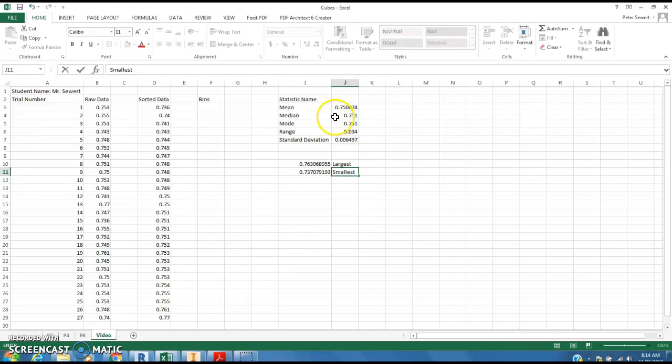So that's how we're going to try to use our statistical data to calculate the smallest and largest sizes of our puzzle cubes.